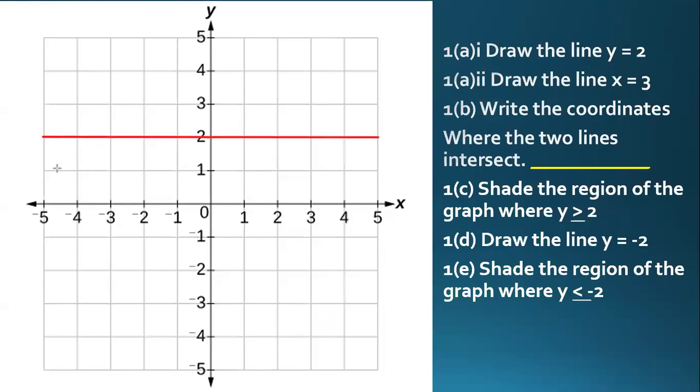And so it is the line what? Y is equal to what? 2. Very good.